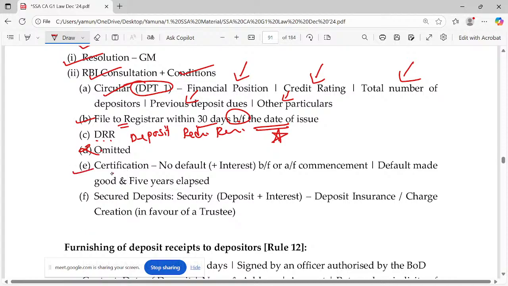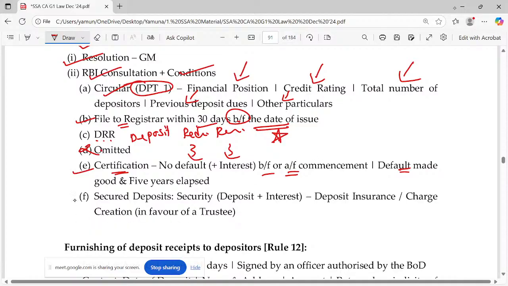E point, you have to get a certification saying that I have not made any default, even if the interest I have paid before or after the commencement of the act. In case the default is made now, but 5 years have elapsed, which means I have a proper record for the past 5 years. I have no default. See, எல்லா கம்பெனிஸும் வந்து கரெக்டா பணம் கொடுத்துருக்க முடிஞ்சிருக்கணும்னு அவசியம் இல்ல. So probably in case the default has been made now, the default correct பண்ணி 5 years ஆயிடும்.